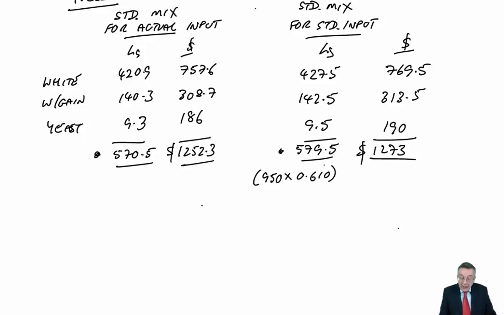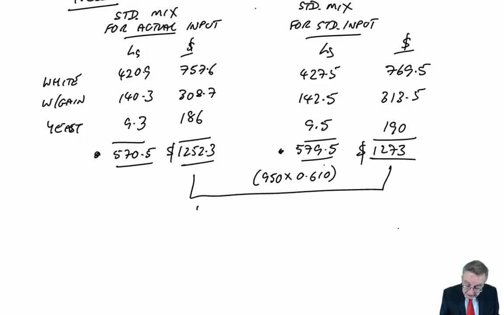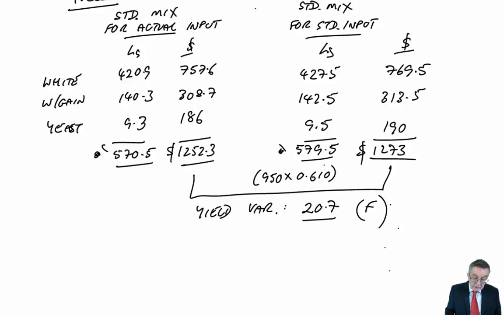But as a result, what is the yield variance? Have we put in the correct amount in total? It would have cost 1,273. We actually put in a bit less than we would have expected to put in. We've saved money, and we've saved the difference, 1,273 minus 1,252.3. We've saved 20.7, so it's favourable.